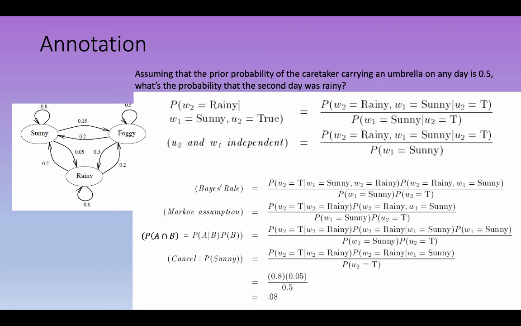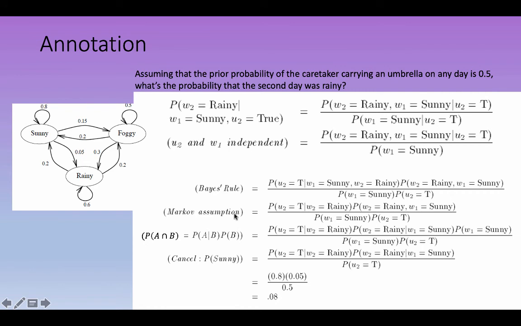So we can redefine the probability that the second day is going to be rainy and that tomorrow is going to be sunny, given that the caretaker was carrying an umbrella, as the probability that the caretaker is carrying an umbrella, given that tomorrow is going to be sunny and the second day is going to be rainy, times the probability that the second day is rainy and tomorrow is going to be sunny, divided by the probability that tomorrow is going to be sunny and the caretaker is carrying an umbrella. So that's our Bayesian rule, right? We can convert this using Bayes' rule.